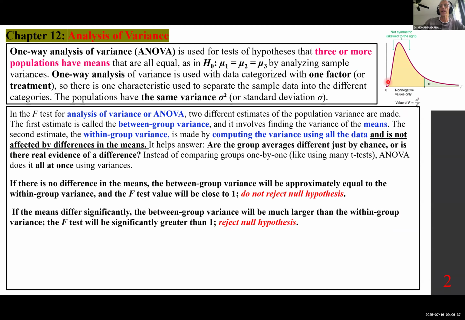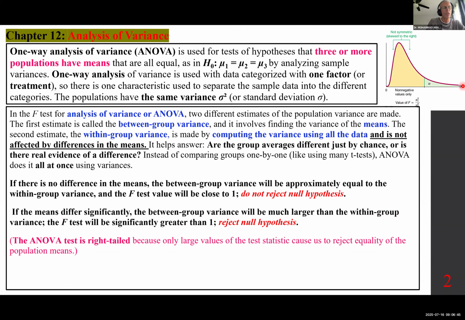And as you recall, that's the F-test, which is skewed to the right, and we use a right-tailed test. The ANOVA test is right-tailed because only large values of the test statistic cause us to reject equality of the population means.